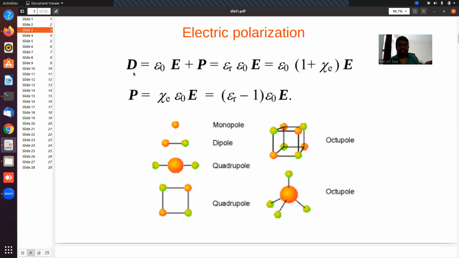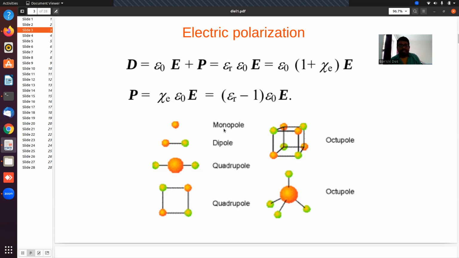We call it electric displacement. Then we can write it in terms of the relative dielectric constant, and in terms of susceptibility. The relative dielectric constant epsilon equals 1 plus susceptibility. These are the definitions of relative dielectric constant and susceptibility.